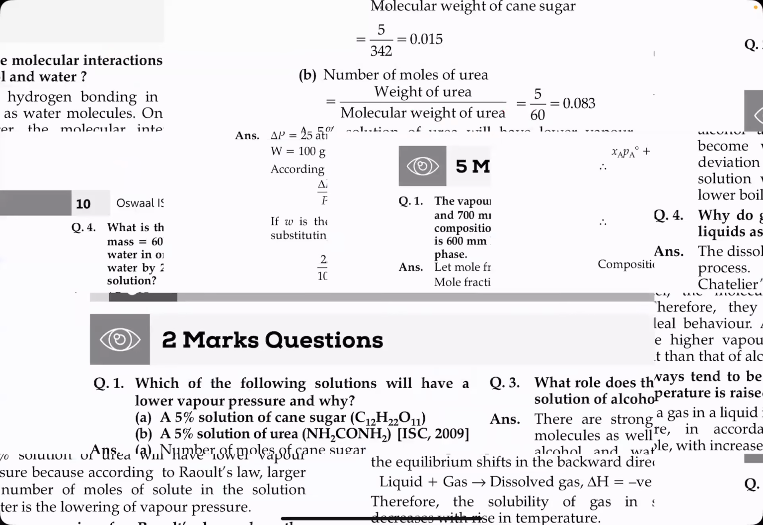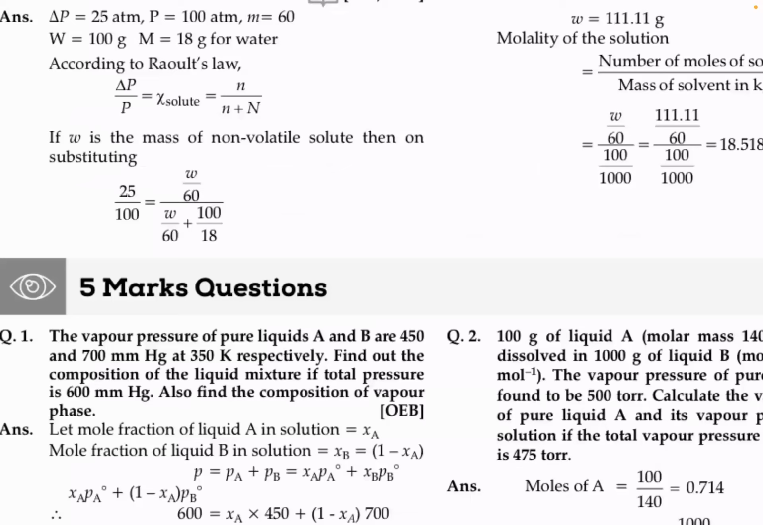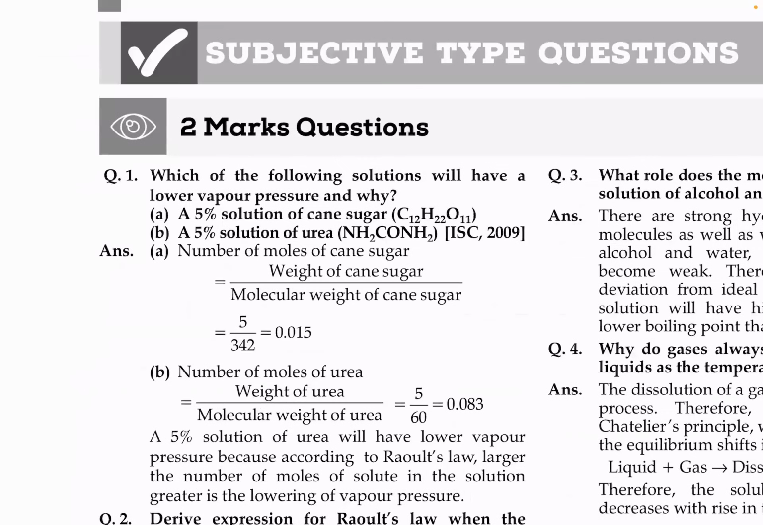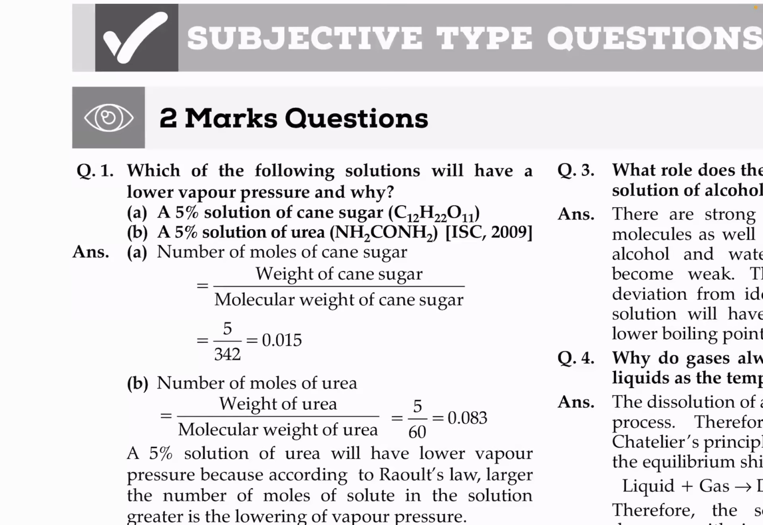So I have here past paper, IAC 2009. I think this is visible. Which of the following solutions will have a lower vapor pressure and why? There are two solutions. The first one is a 5% solution of cane sugar. Cane sugar is sucrose, chini, you must be knowing. Its formula is C12H22O11. And there's another 5% solution of urea. So both are 5% solutions. Which one will have a lower vapor pressure?